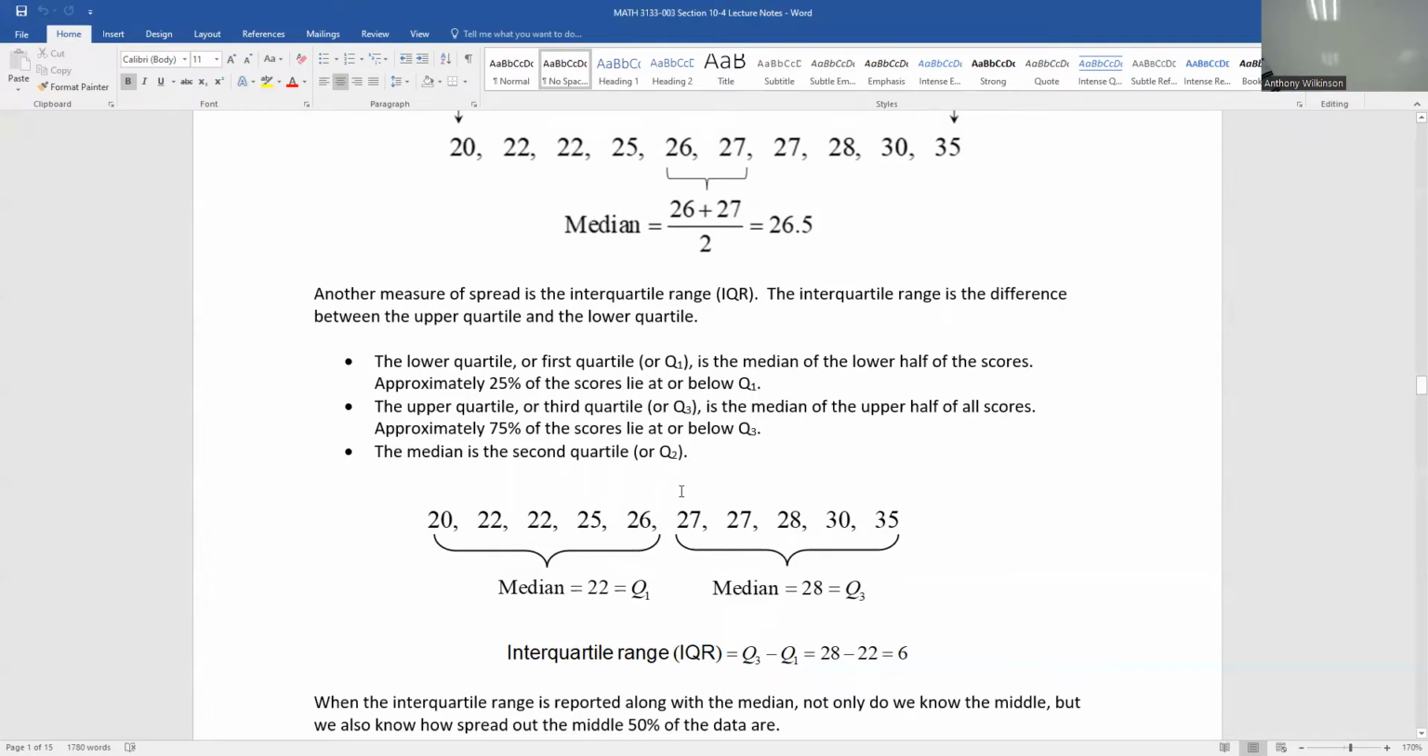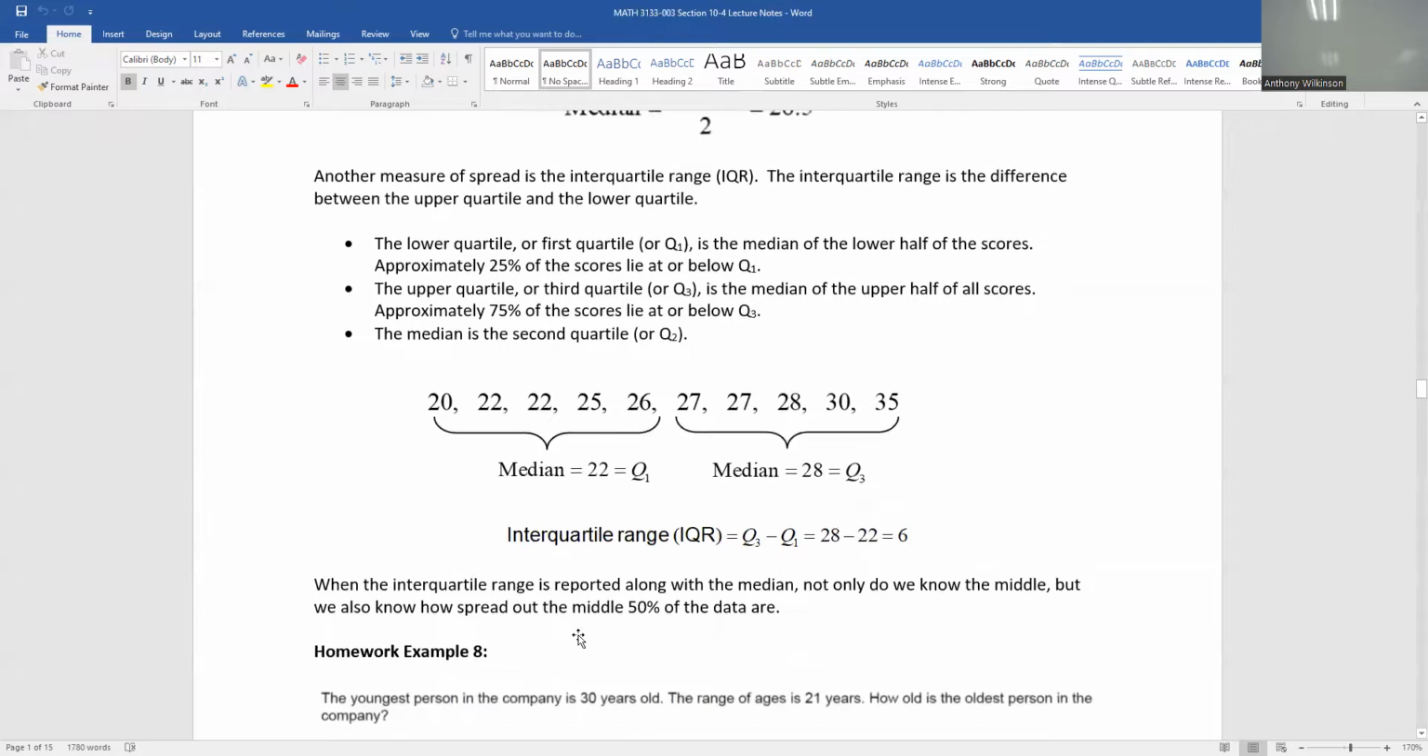So in this case here, we already found out what the median was here. You just take the average of the two middle numbers in this case, since there were 10 data values. So if I add 26 and 27 together and divide that by 2, you'll get 26.5. So here, the median of the entire data set, which is Q2, that'd be 26.5.